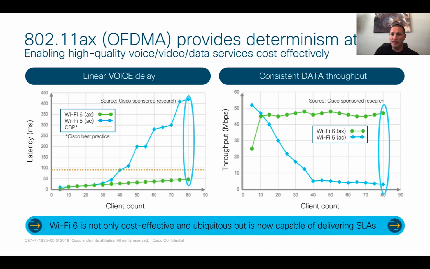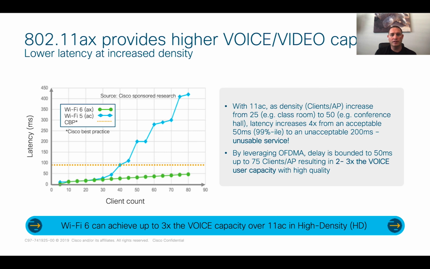Consistent data throughput is the next one. Through our testing, as you can see, the overall client count again on the bottom with the throughput in megabits per second on the other axis. You can see here as we scale out, 802.11ax, Wi-Fi 6, we're way, way higher in throughput compared with the older generation at 80 client count. So it's going to deliver on quality of service and also SLAs you have for your critical applications.